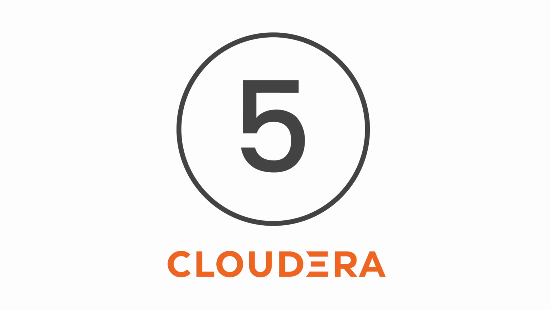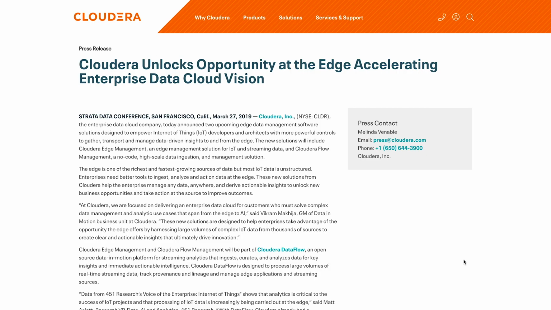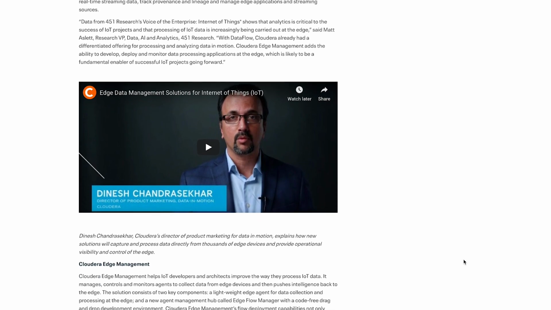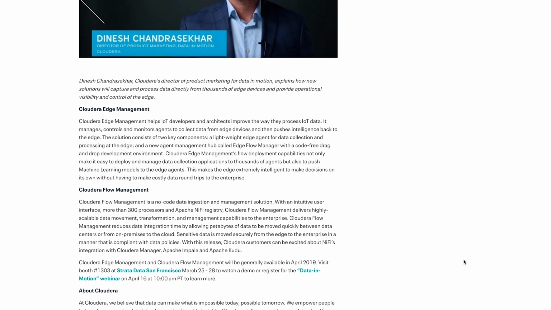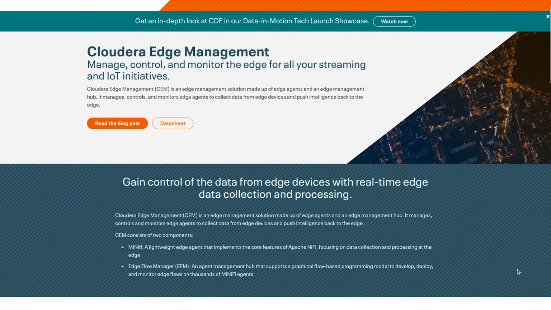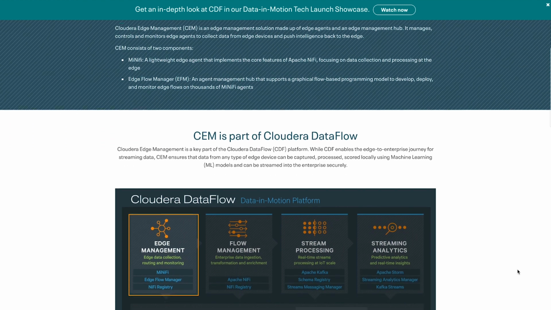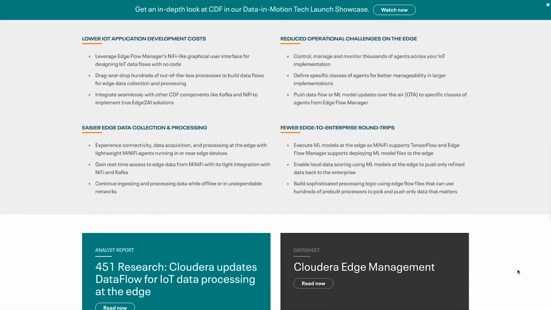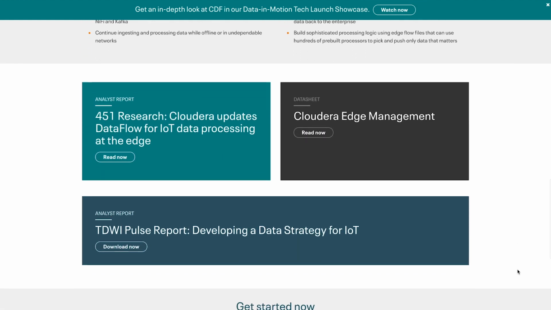At number 5 is Cloudera. Cloudera have recently introduced two state-of-the-art data management solutions, both dedicated to empower IoT architects and developers in controlling their data at the edge. In particular, their Cloudera Edge Management solution aids you in tasks such as data streaming, and Cloudera Flow Management is a no-code, high-scale data ingestion solution.